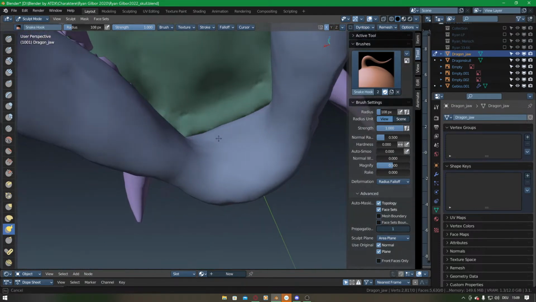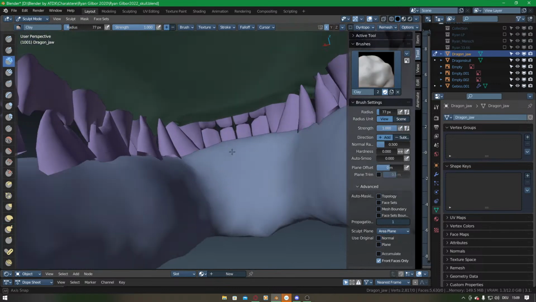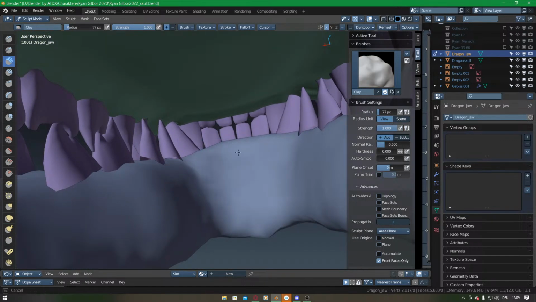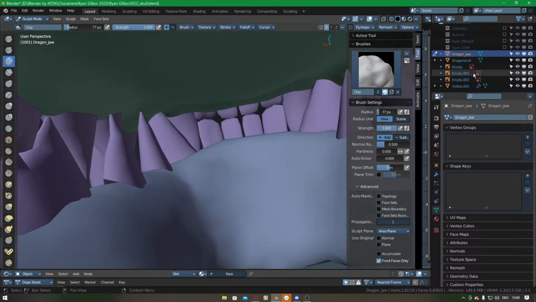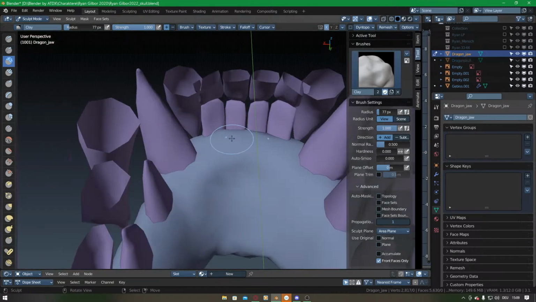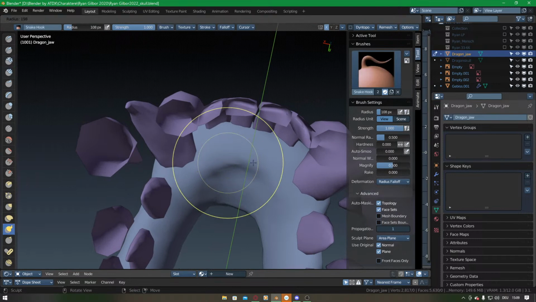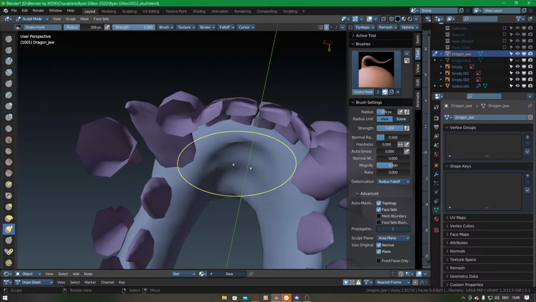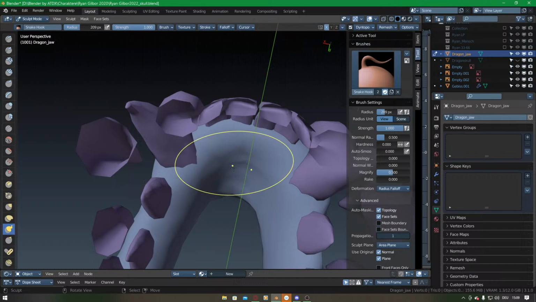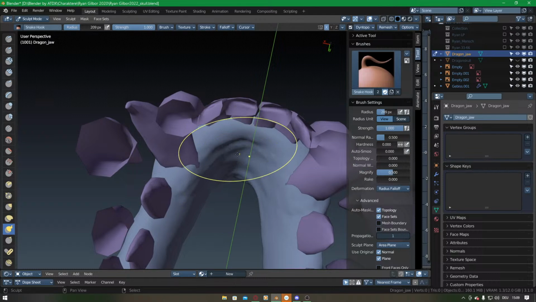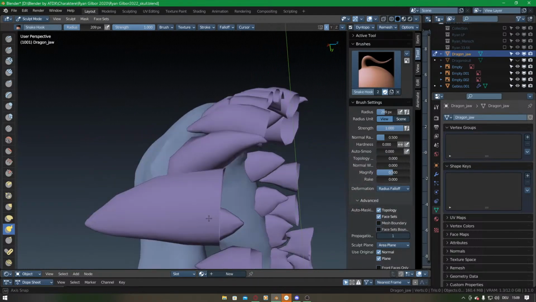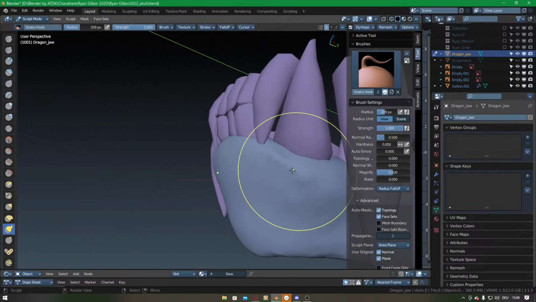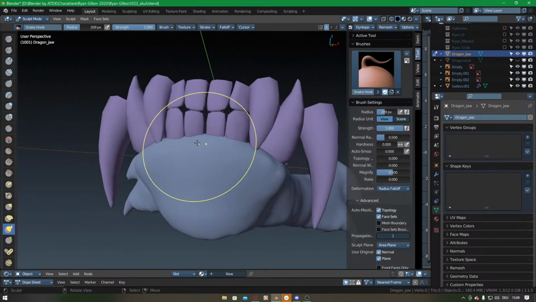Okay, so this is not correct. Let me just turn this off. That's better. Oops, I need to turn on Dyn Topo. Dyn Topo is cool, but it's not as effective as multi-resolution.